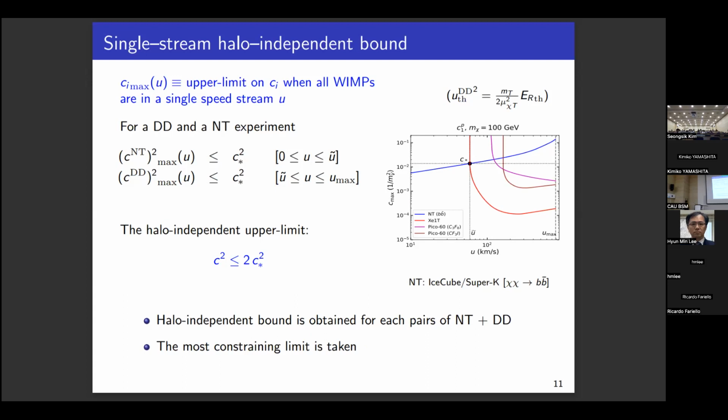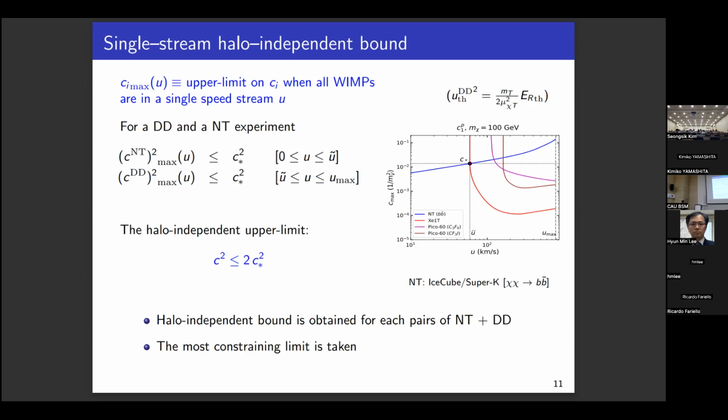The limits from different experiments are shown. This is the limit from neutrino telescope, which is based on the signal from captured WIMPs in the sun. This is favored for low WIMP speed, whereas limits from direct detection are more favored for high WIMP speeds. Now, taking a convolution between these two types of limits, the peak value is, let's say, C star. Then one can show that the halo-independent upper limit on coupling square is basically twice C star square. The factor of 2 arises because we combine two different types of experiments which dominate two different speed ranges.